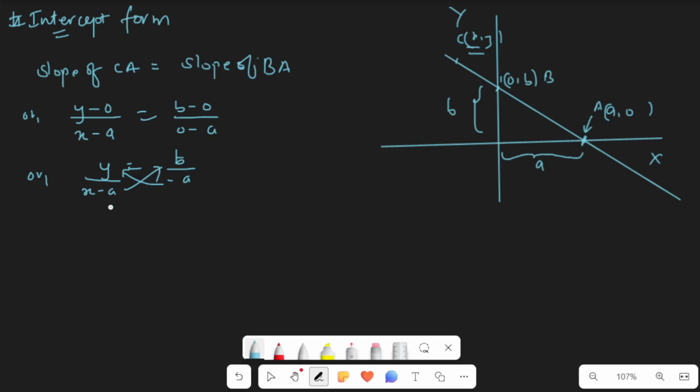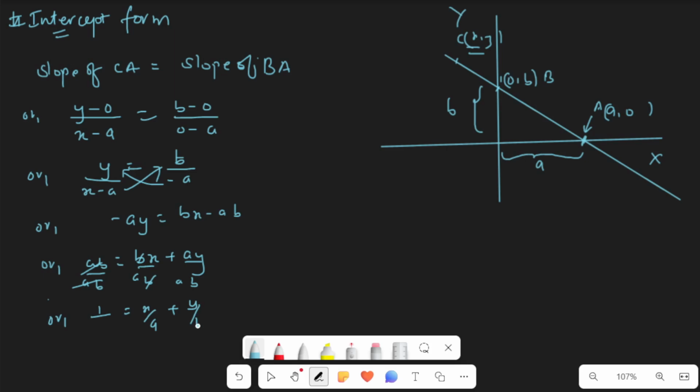Now we cross multiply to get minus ay equals bx minus ab. Now we separate x and y to one place, so it becomes bx plus ay equals ab. Now if we divide by ab on both sides, ab will cancel out and turn out to be 1. Here b will cancel out, leaving x by a plus y divided by b. So this is our standard form, the intercept form.